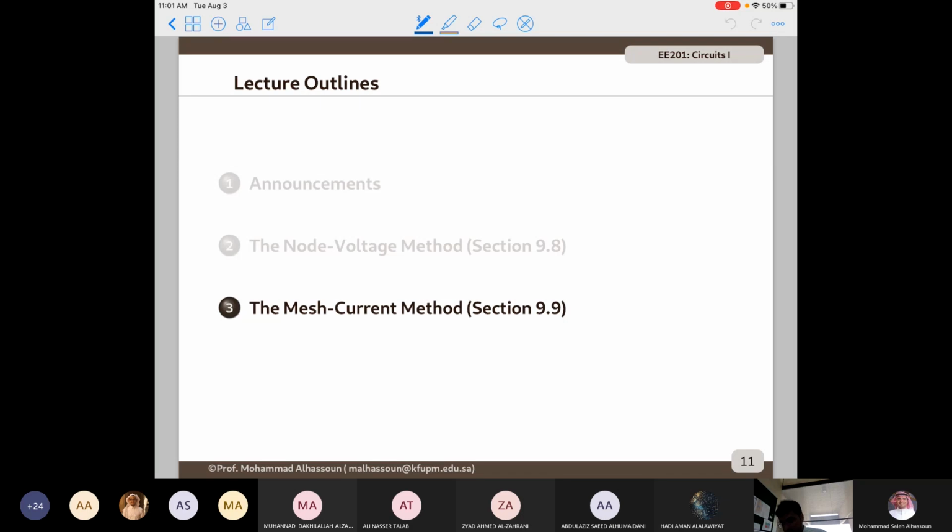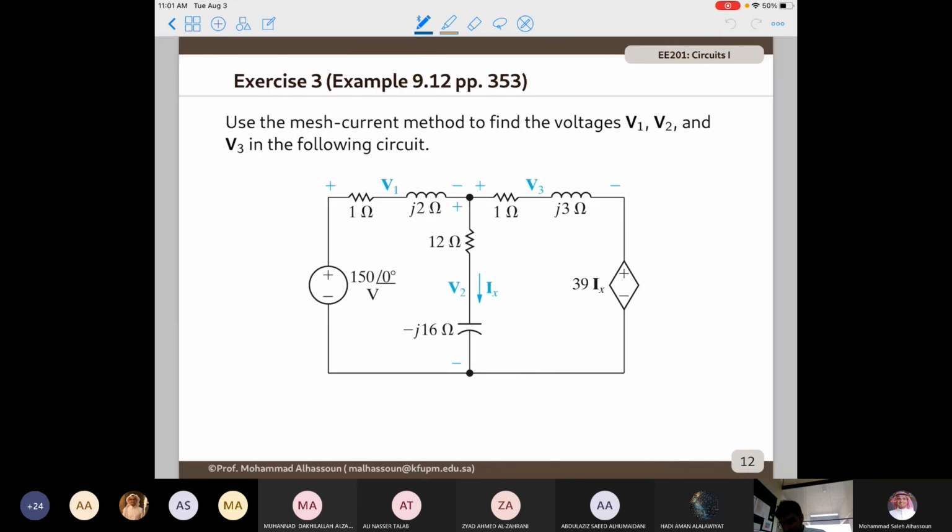Okay, now let's apply the mesh current method and try to find V1, V2, and V3. So clearly V1 is the mesh current in the first part multiplied by 1 plus j2. V3 is the second mesh current multiplied by 1 plus j3. And V2 is going to be IX multiplied by 12 minus j16, and IX is going to be related to the mesh currents. So let's try to find the mesh currents here.